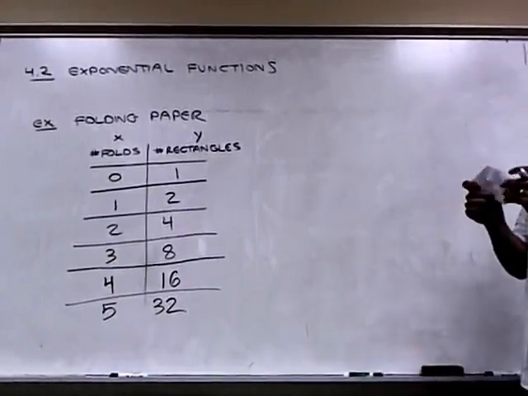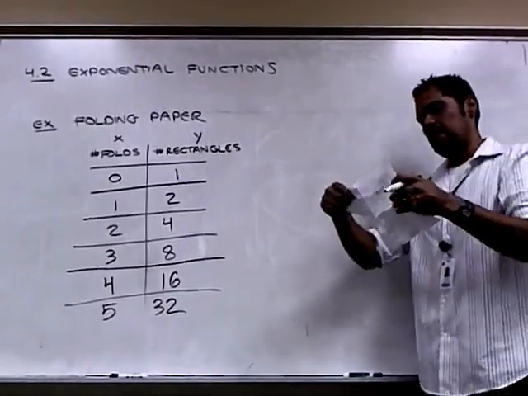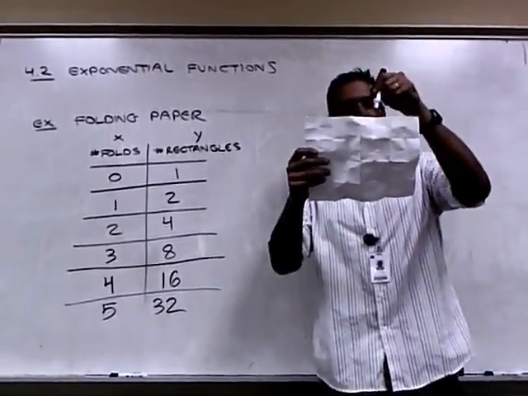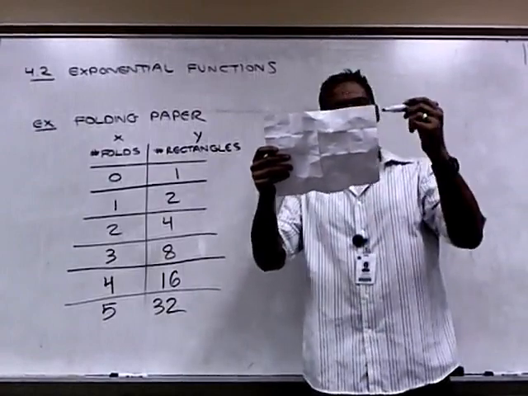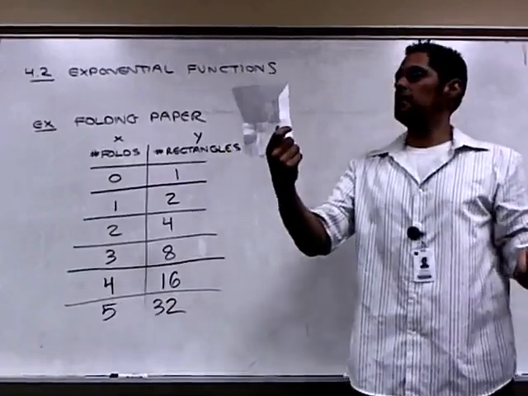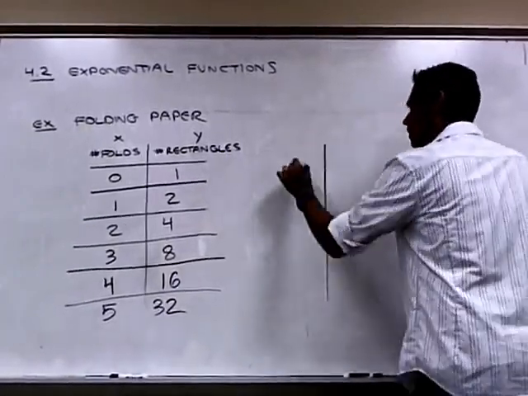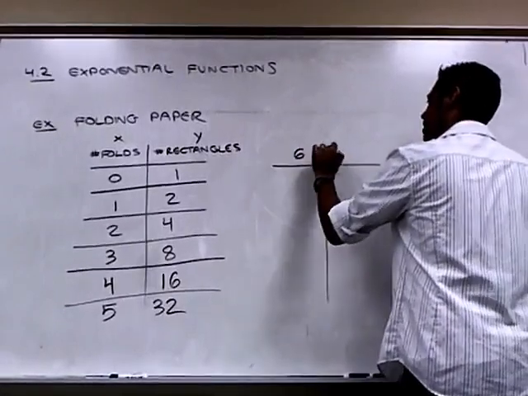Okay, so if I do this again 6 folds, I should get how many? 1, 2, 3, 4, 5, 6, 7, 8, and then down the side, let me see, 1, 2, 3, 4, 5, 6, 7, 8, 64. So if I could go further, see, 6 gives me 64.